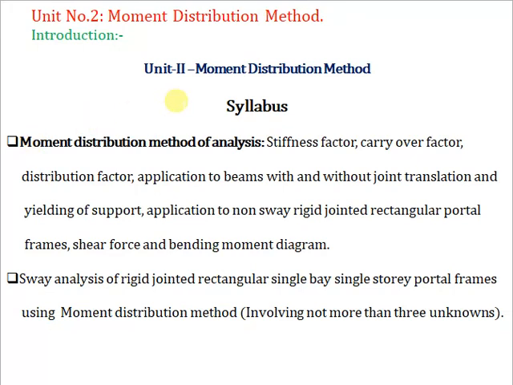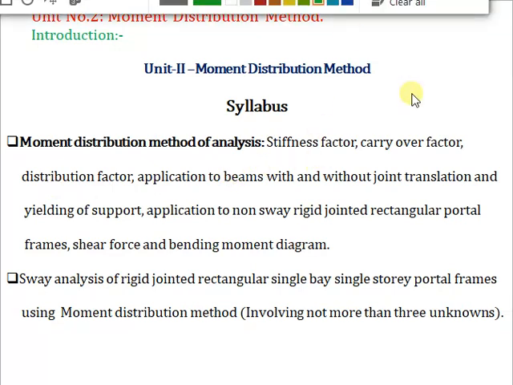So in unit number 2, Moment Distribution Method consists of stiffness factor, carryover factor, distribution factor, application to the beam with and without translation, and yielding of support. Also it includes analysis of non-sway rigid jointed rectangular portal frame, shear force and bending moment diagram.